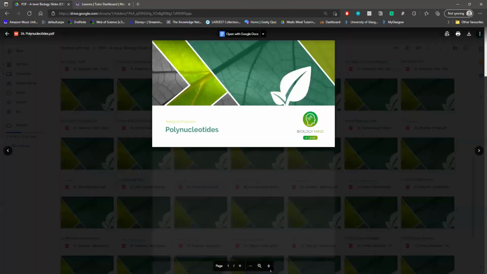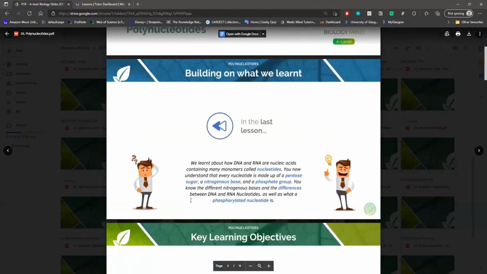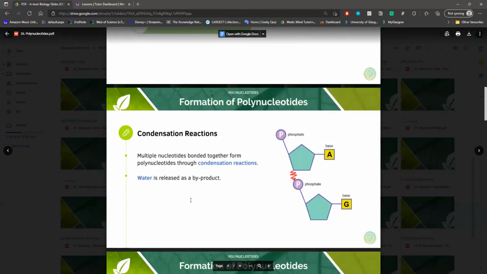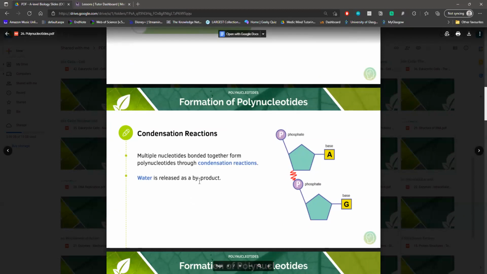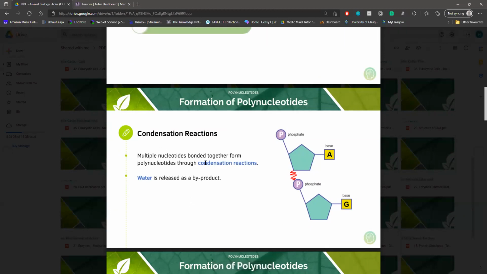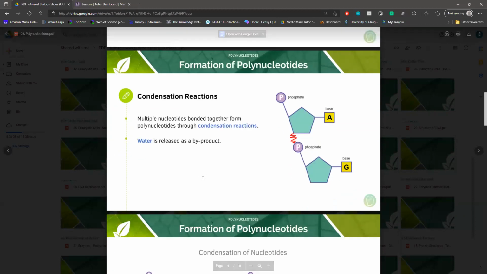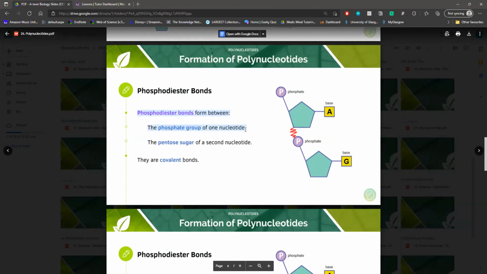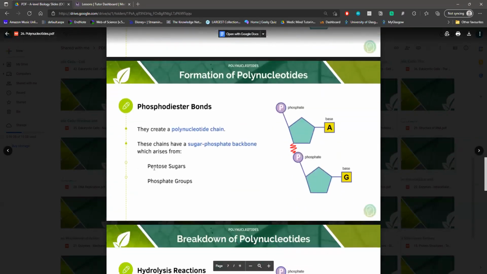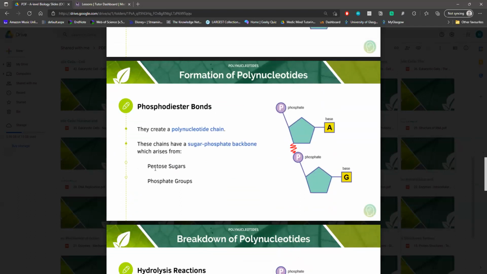The next thing we're going to talk about is polynucleotides. Polynucleotides are really long chains of these nucleotides, and they are held together by a phosphodiester backbone that is formed by a condensation reaction between the phosphate group and one of the carbons on the sugar ring. Because it's a condensation reaction, water is released as a byproduct. These phosphodiester bonds are covalent bonds, and they create a polynucleotide chain.